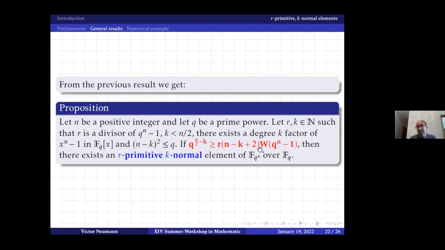It would be very interesting if you found, for example, some structural property, or on the other side, if you provided this kind of example, as you say. I don't know if it is possible. My guess is that we always have an R-primitive k-normal element. That's my guess. That is why I think it is very, very difficult to find a family of pairs where it doesn't happen.